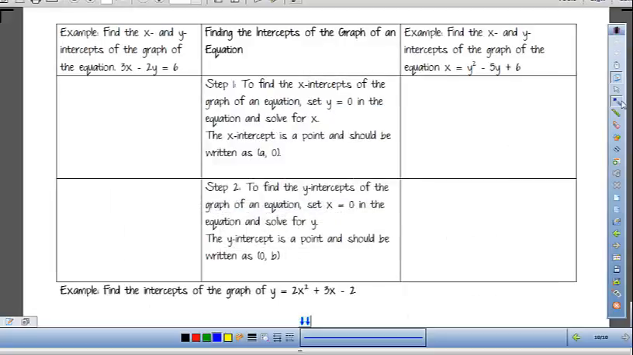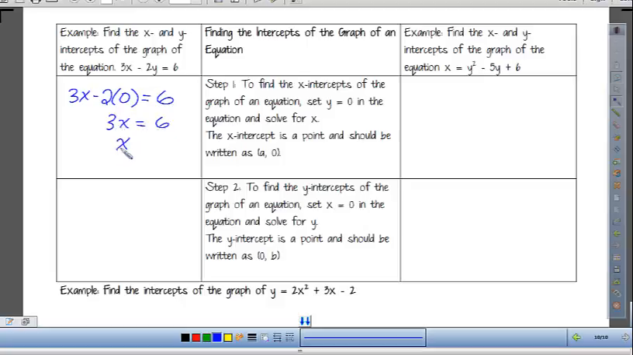Okay. So for this first one, pretty simple. If I'm doing my x-intercept, we do 3x minus 2 times 0 equals 6. That gives us 3x equals 6, or x equals what? 2. And so the x-intercept would be (2, 0). Very good. The y-intercept is usually the easier one to find, especially in more advanced equations. But for now, we'll plug in 0 for x.